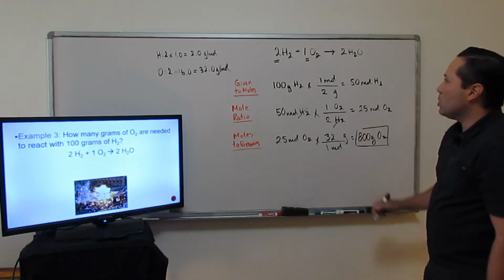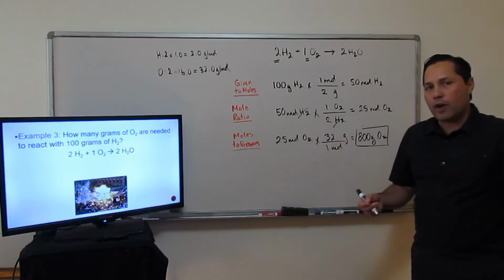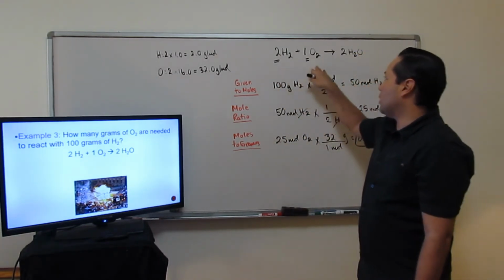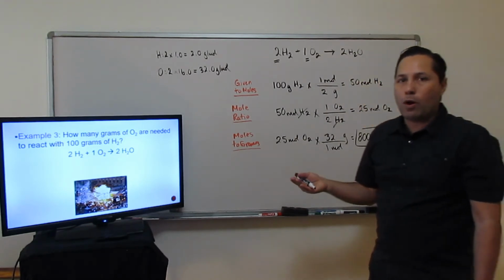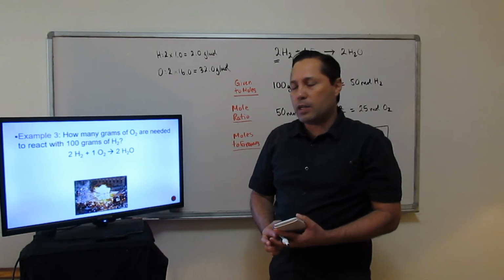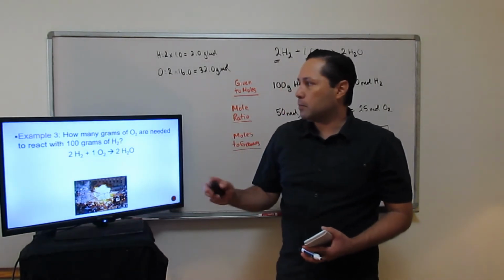That's our answer. So for every 100 grams of hydrogen, you're going to need 800 grams of oxygen so that they can react with each other to produce water. That takes care of example 3. Let's move along to our next problem, number 4.